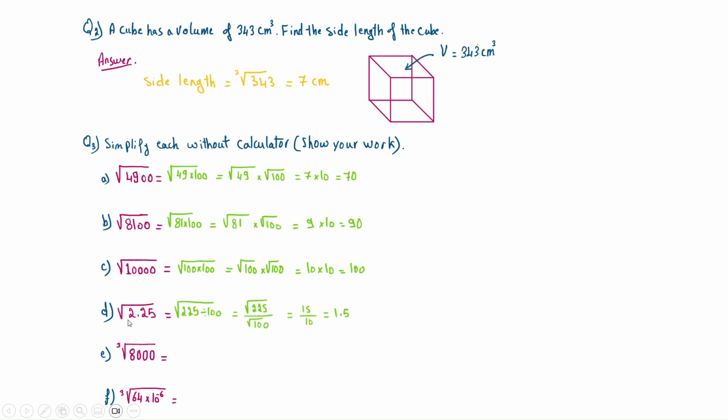Part D. A little bit tricky, I have the square root of 2.25. We know that 2.25 can be written as 225 divided by 100, under the square root. Simply, this brings us back to the division of square roots. We divide each one alone, so the square root of 225 divided by the square root of 100 equals 15 over 10 or 1.5.